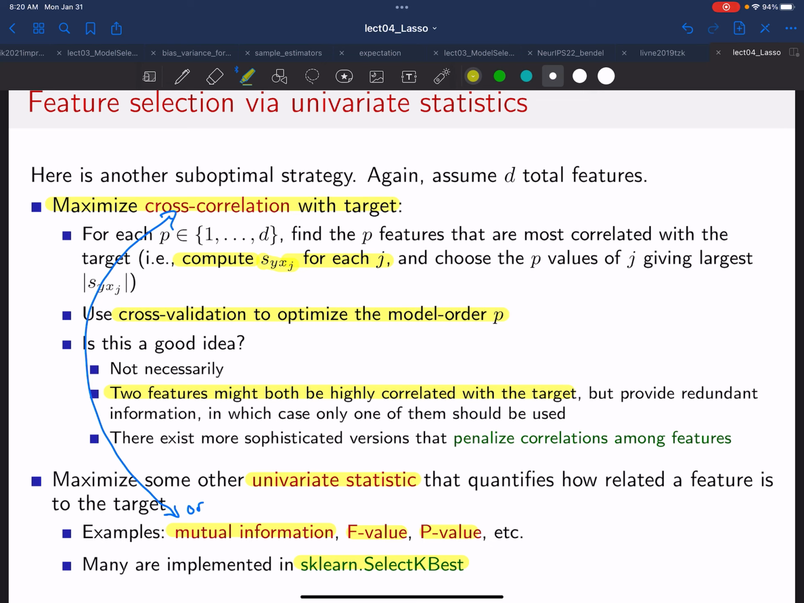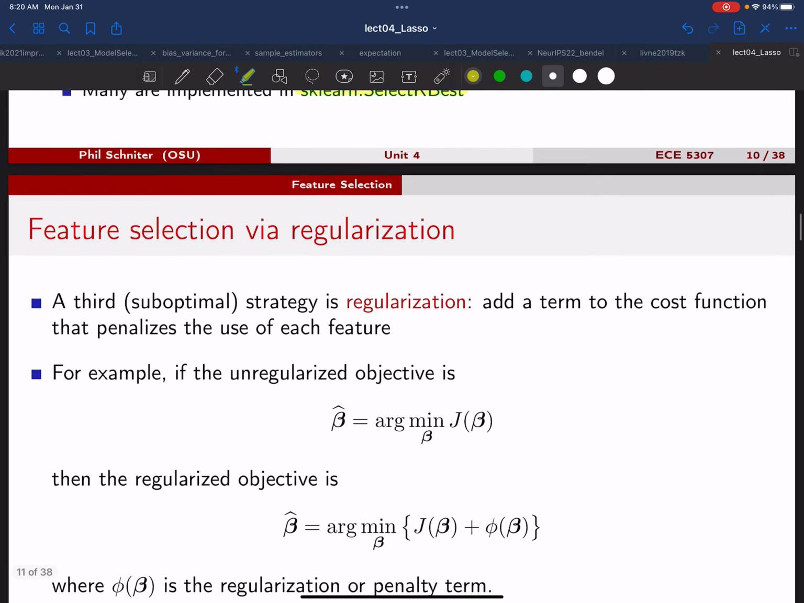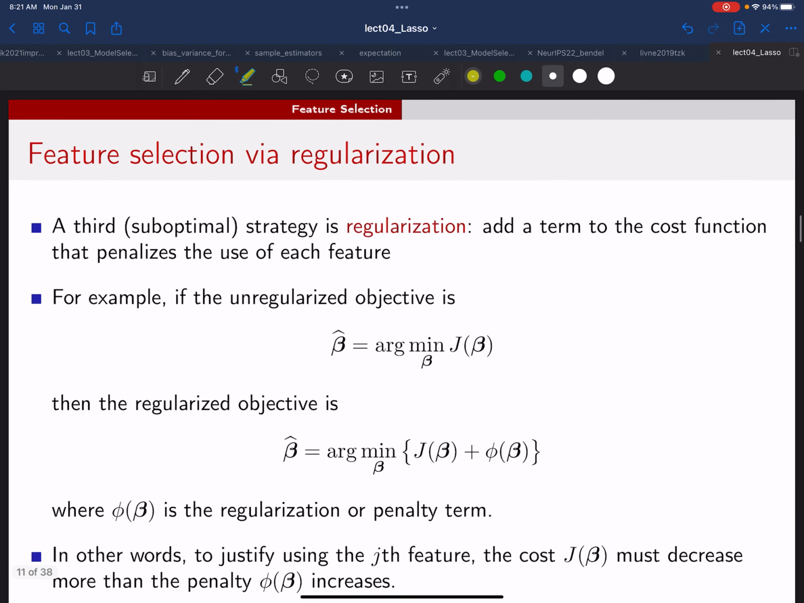Okay, any questions? Okay. So the last approach, which I said we'll be spending most of our time on, is called regularization. And this is also suboptimal, but it works pretty well, and it also helps us learn some new concepts which are going to be really important as we move forward to other, future units in the course.